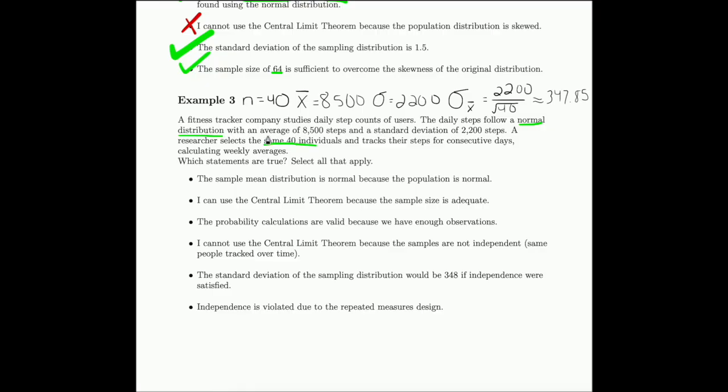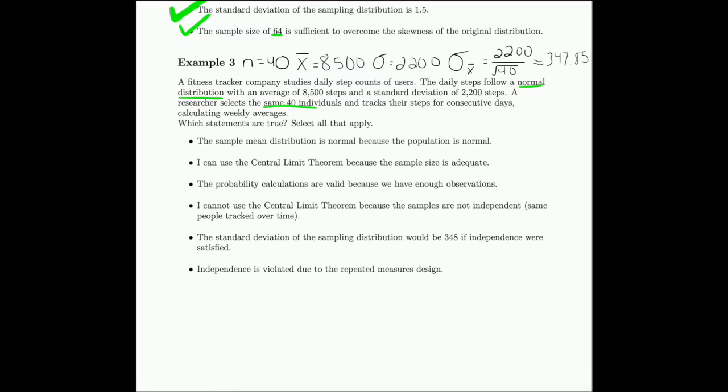So these are not independent. If they were independent, then we could use the central limit theorem here because the other two conditions are both met. But because independence fails here, we cannot use the central limit theorem. All right, so let's go through and check the statements and decide which ones are true and which ones are false.